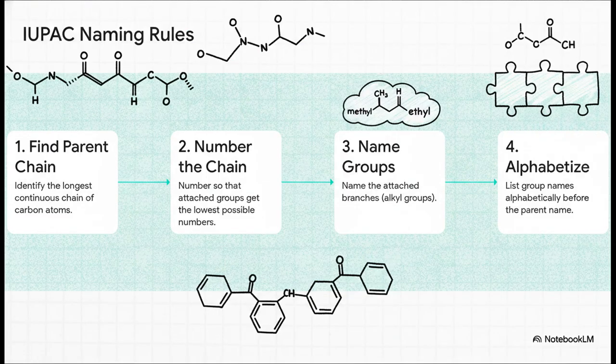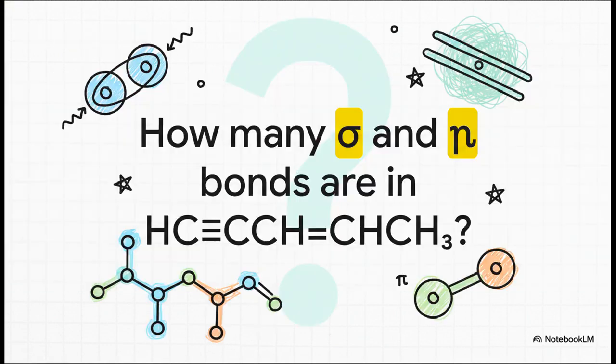Once you have that root, it's really just a 4-step process. It's like a little puzzle every time. First, you find the longest possible chain of carbons. That's the parent. Step 2, you number that chain, but you have to do it in a way that gives any little branches the lowest possible number. Third, you give a name to those branches. And finally, you put it all together. List the branches alphabetically with their numbers out front, followed by the parent name. Simple as that. All right, time for a quick challenge to see if you're following along.